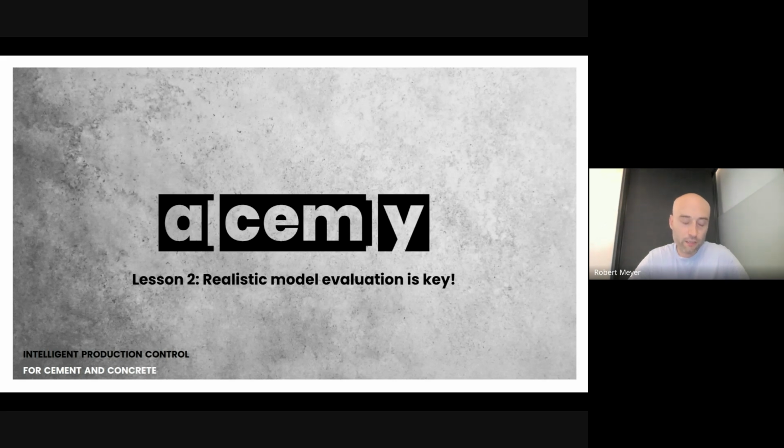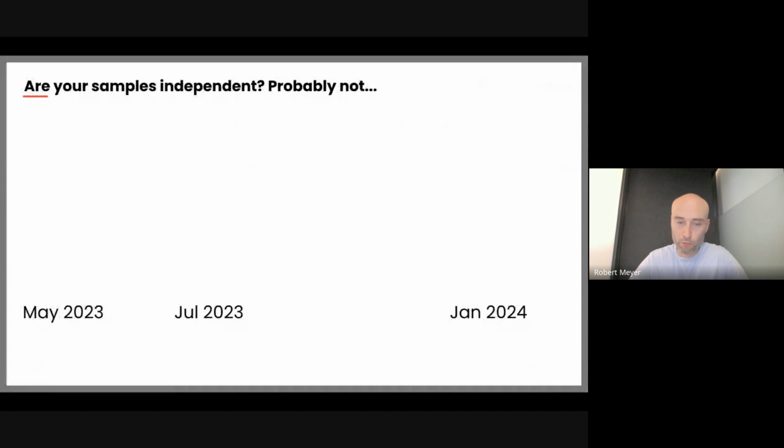The second lesson we had to learn is realistic model evaluation is key. Because what you want to do, when you deploy a machine learning model in the wild, is make sure that before you deploy it, you have a good understanding of its actual performance. Because there's nothing more embarrassing from a machine learning engineering perspective if you think your model is doing well on your training set, but then once you deploy it, its performance is abysmal because you made some big problems in actually estimating the performance of your model.